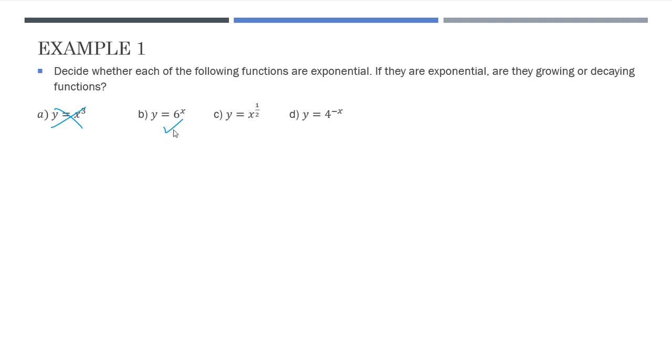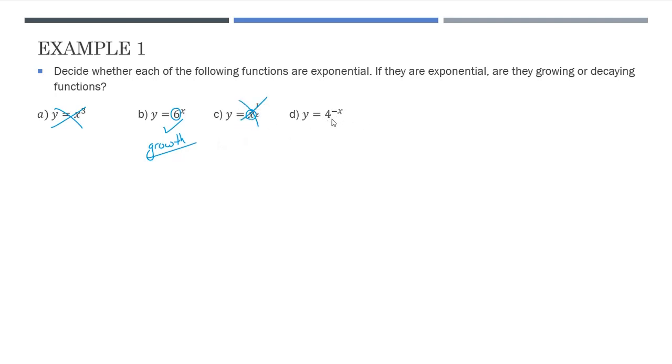Now, is it growing or decaying? Well, we have to look at the base. If the base is greater than 1, it's going to grow. Yep, it's bigger than 1, so growth. C, well, again, we have our base as the variable, not the exponent. So nope, that doesn't work.